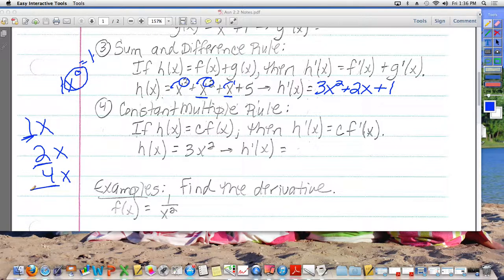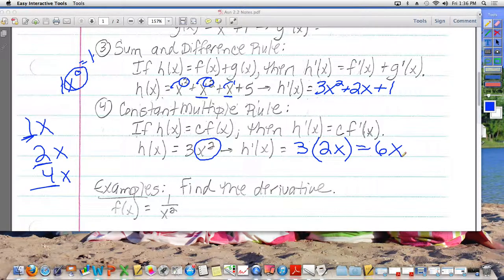According to this rule, all you need to do is write down 3, and then you take the derivative of x squared. What is the derivative of x squared? 2x. You said 2x, right? Okay, good. 2x. So it's 3 times 2x. Clean that up. 6x.